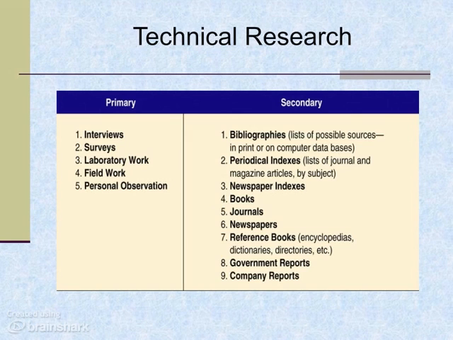Obviously, secondary research involves looking at books that have been published on a specific topic, scholarly journals, newspapers, reference books such as encyclopedias, dictionaries, directories, government reports, and company reports, depending upon where you're working or who you're researching. The fact of the matter is that nowadays a lot of this information is found online, and in the following slides we'll be able to see how we can search for sources of information that are online.